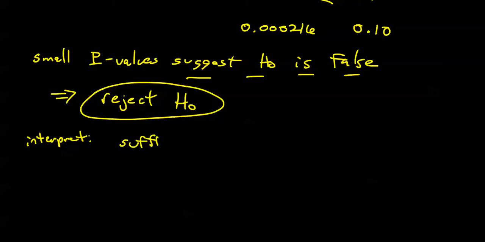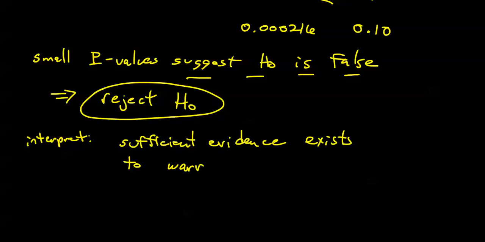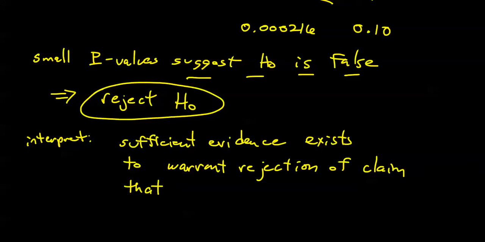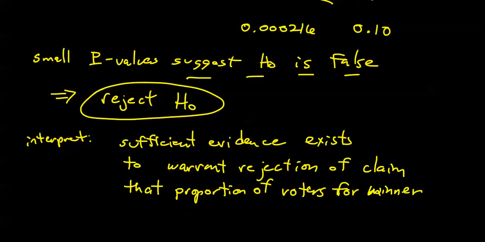Sufficient evidence, or statistically significant evidence, exists in the form of sample data to warrant rejection of the claim that the proportion or percentage of voters for the winner, or the winning candidate, equals 0.43 or 43%. Okay?